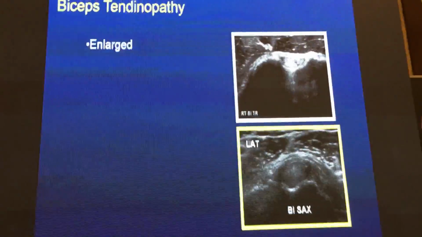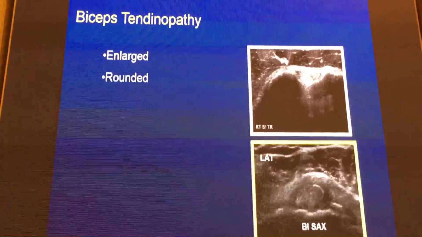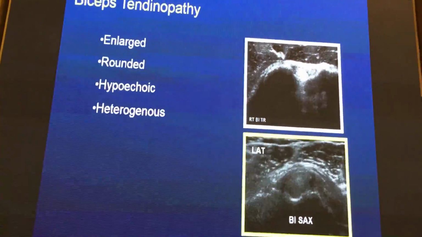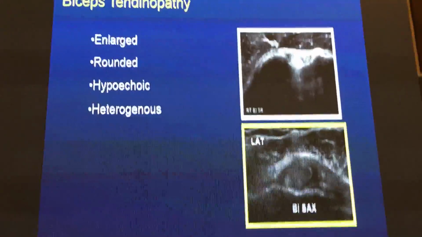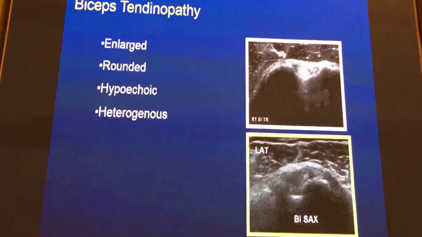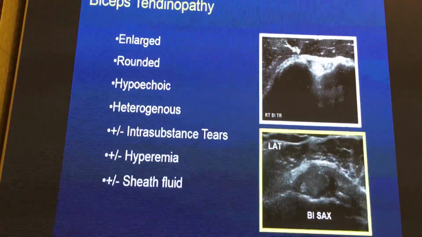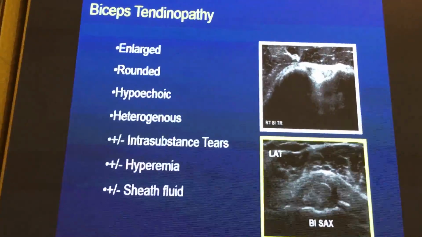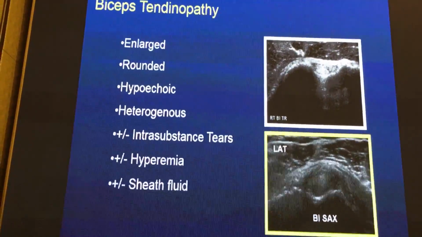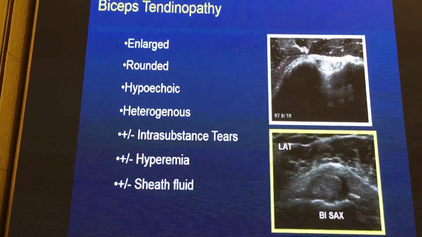So biceps tendinopathy is going to look similar to all tendinopathy. It's going to be enlarged, hypoechoic, rounded. It's going to be heterogeneous, so it's not the same echogenicity throughout. There are going to be some hyperechoic foci and some anechoic foci, but the whole thing will be relatively dark. And you may have associated intrasubstance tears. You might have increased blood flow inside of the tendon, and frequently you'll have associated tenosynovitis. So you might have thickened synovium around the outside of the biceps tendon as well.